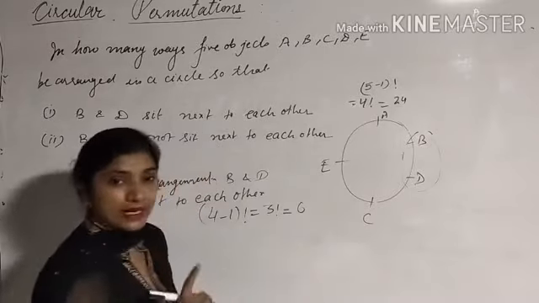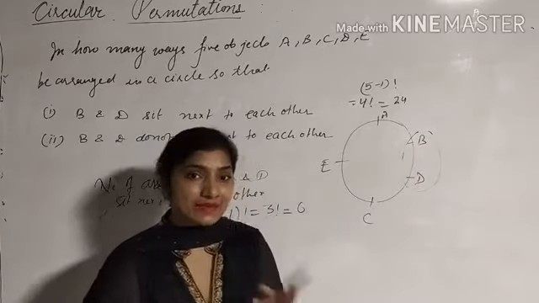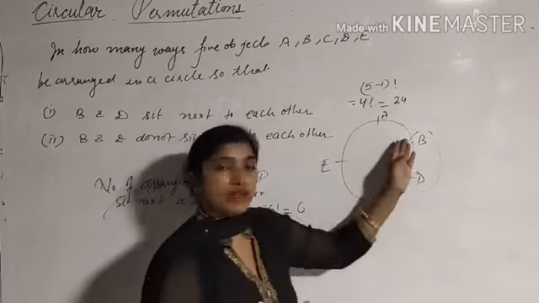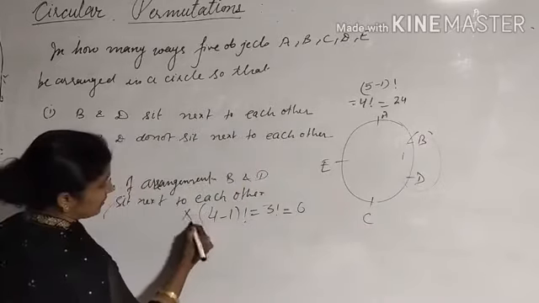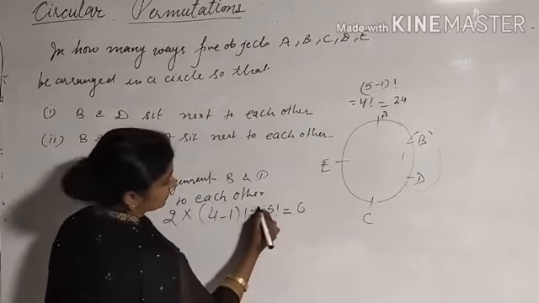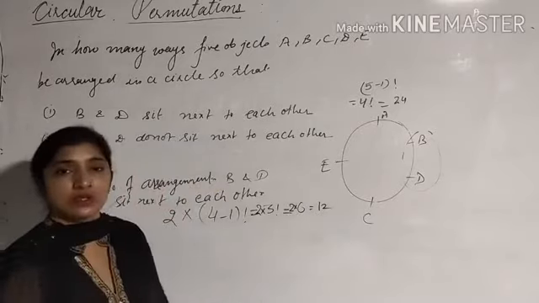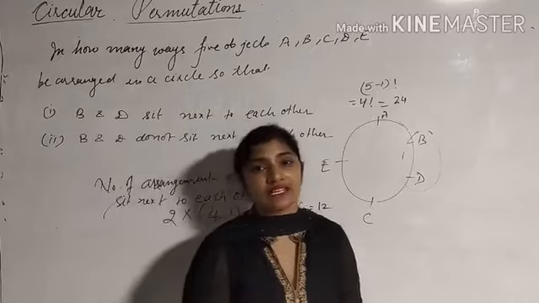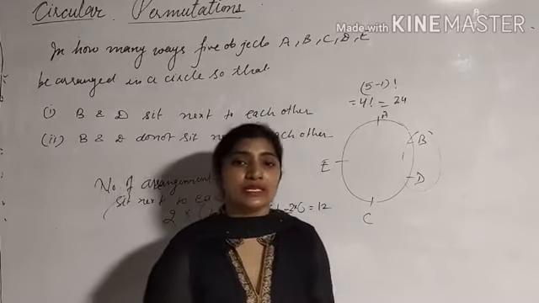So this is 3 factorial, which is 6. But you know, B and D can arrange themselves in 2 ways. Either B comes first or D comes first. So we have to multiply the number of arrangements by 2. So this is 12. So there are 12 arrangements in which B and D sit next to each other.